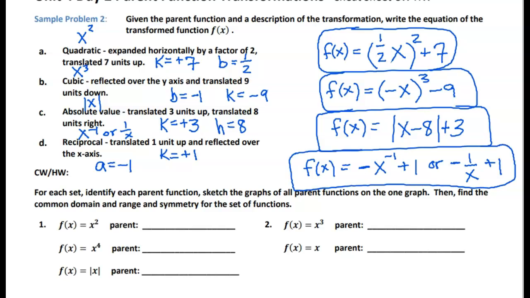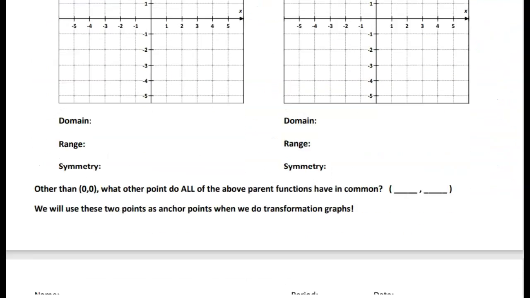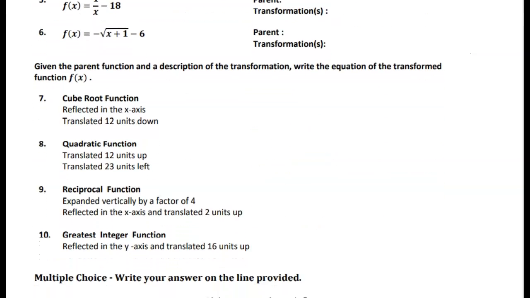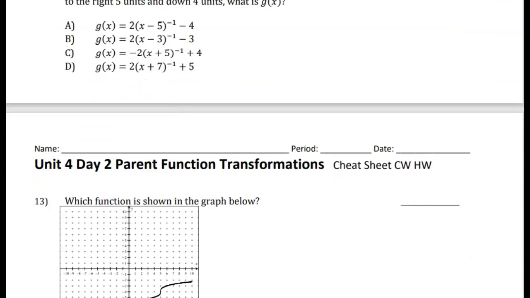So what you're going to do for homework is number 1 through 13. Number 1 and 2 are just asking you to graph some parent functions together on the same graph. List the domain, range, and symmetry. What do you see that's the same? And then number 3 through 6 is just what we did earlier in sample problems 1. 7 through 10 is what we did in sample problem 2. And then there are 3 multiple choice questions.